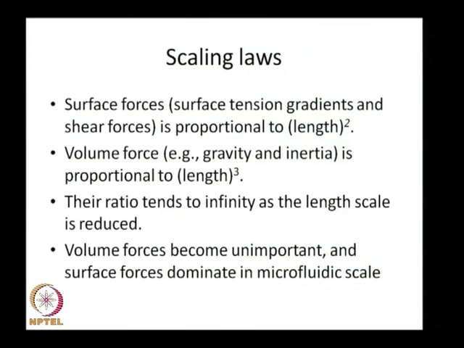So, when we get to this microscale transport process, you are already familiar with transport phenomena, you have already studied transport phenomena. The way this microscale transport process is different is that there are certain scaling laws which I need to visit first.